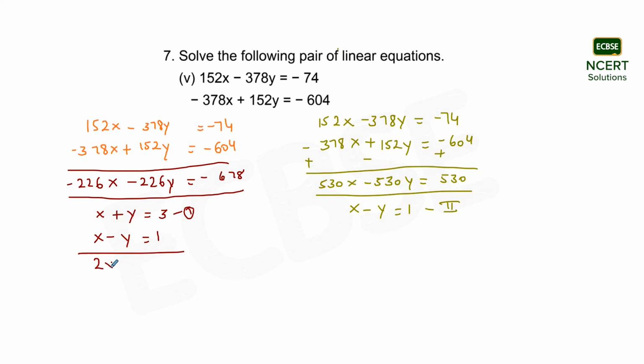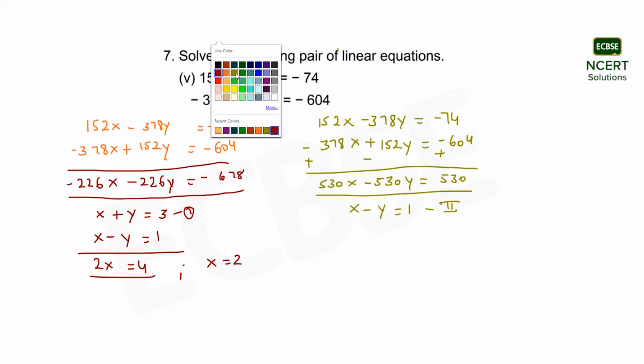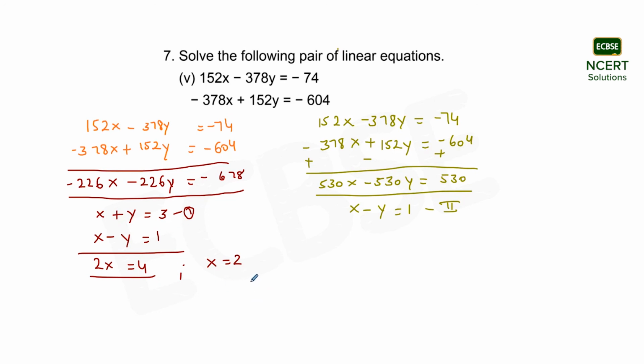So here I'll be getting 2x is equals to 4, and from here x comes out to be equal to 2. Now substitute this value of x in any of the equations, either first or second. Let me substitute this in first equation, say. So here it will be y is equals to 3 minus x or 3 minus 2. So from here y comes out to be equal to 1. So I have obtained the value for the variable x as well as for y, which is 2 and 1 respectively, in a very easy and quick way.